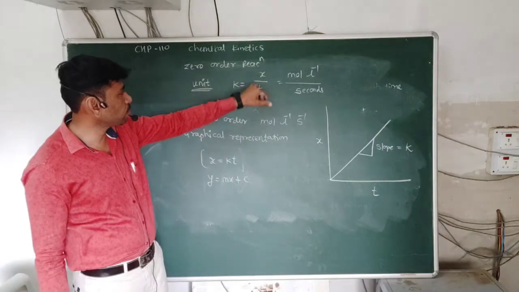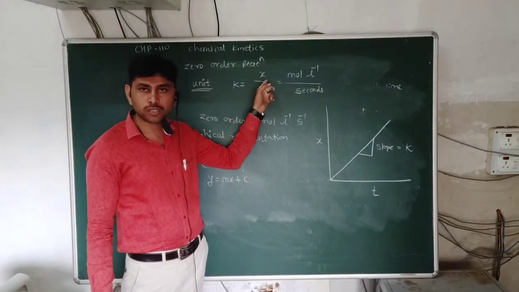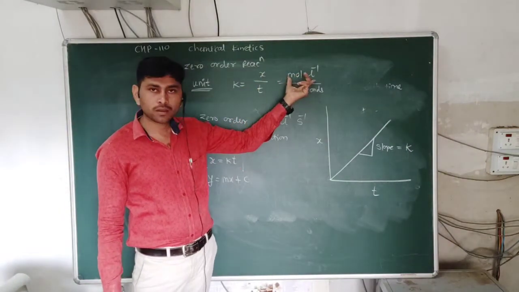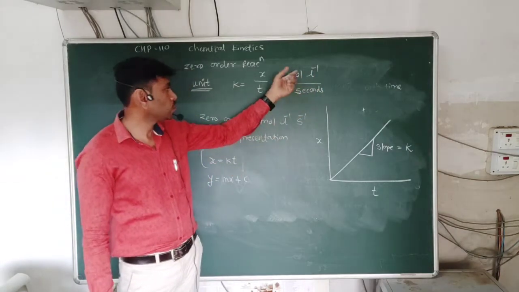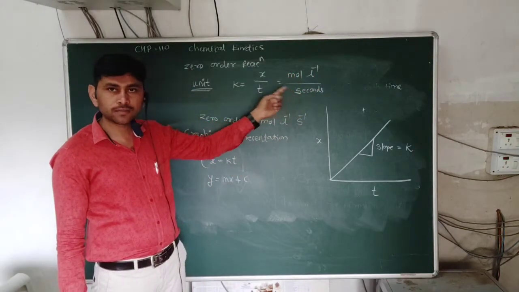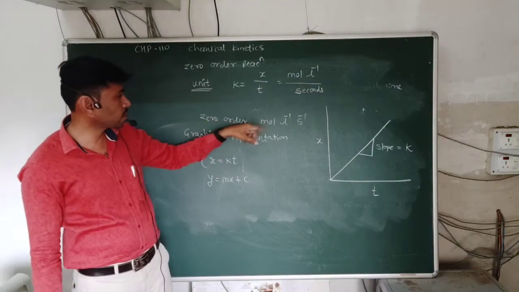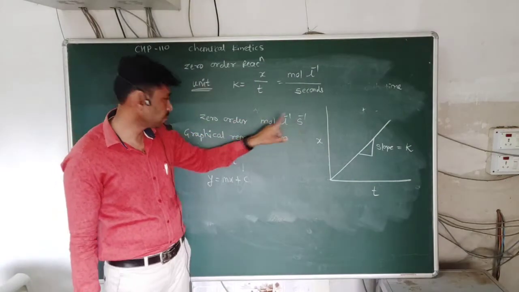So k is equal to x upon t. x is the concentration of product, which is expressed in moles per liter, and time is expressed in seconds. So the unit for zero order reaction is moles per liter per second.